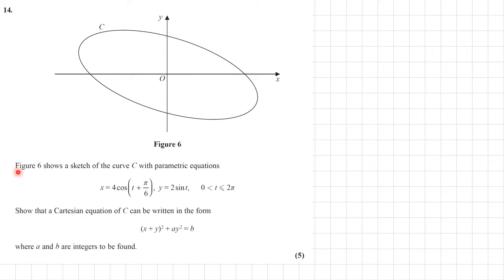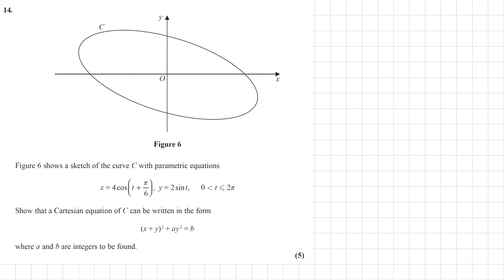Question 14. Figure 6 shows a sketch of a curve C with parametric equations x is equal to 4 cos(t plus pi over 6) and y equals 2 sine t, where t is between 0 and 2 pi. Show that a Cartesian equation of C can be written in this form: (x plus y) all squared plus ay squared equals b, where a and b are integers to be found. Okay, so this is about eliminating t, isn't it?